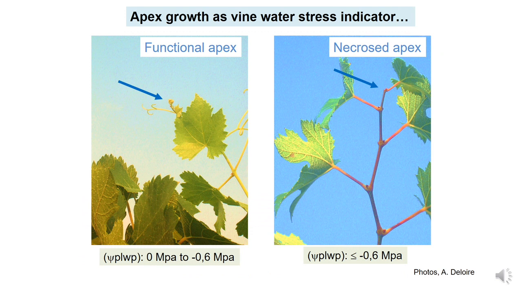These two figures are showing that the primary and the secondary shoots are closely linked to vine water status. The left-hand side figure is showing that under moderate water constraint, the shoots are able to grow, the apex is still functioning. The right-hand side figure is showing that when a vine is stressed, then the apex is necrosed and the shoots cannot grow anymore.